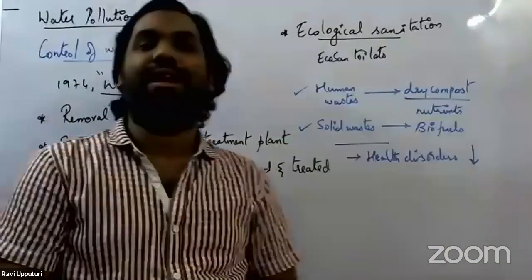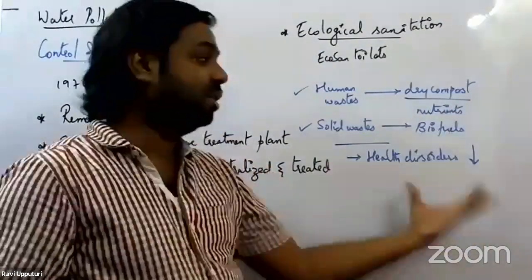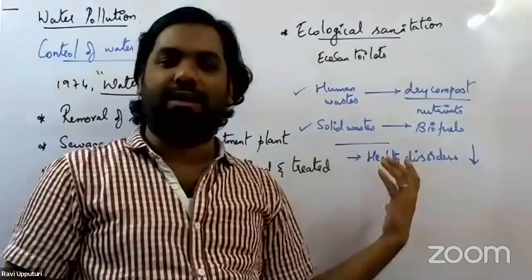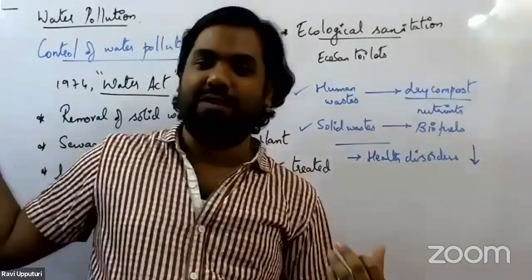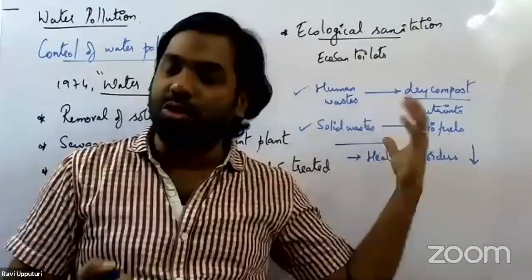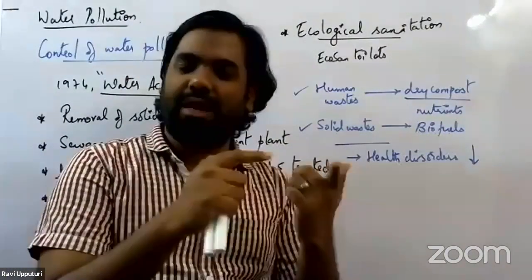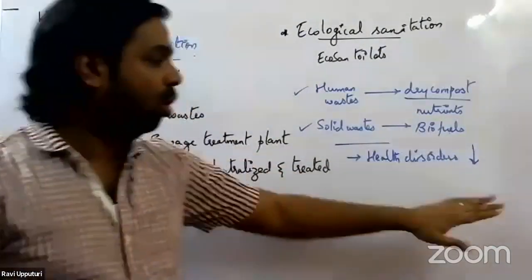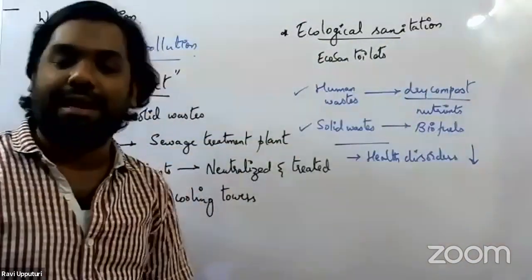all the water contaminated with pathogenic microorganisms could be reduced, as a result of which the health disorders, as we were talking about yesterday, are reduced. One of the major effects of domestic sewage waste is that the person would start suffering from disease conditions due to contaminated water, maybe dysentery, typhoid, cholera, hepatitis. All of those disorders could be drastically reduced by the use of this ecological sanitation process.